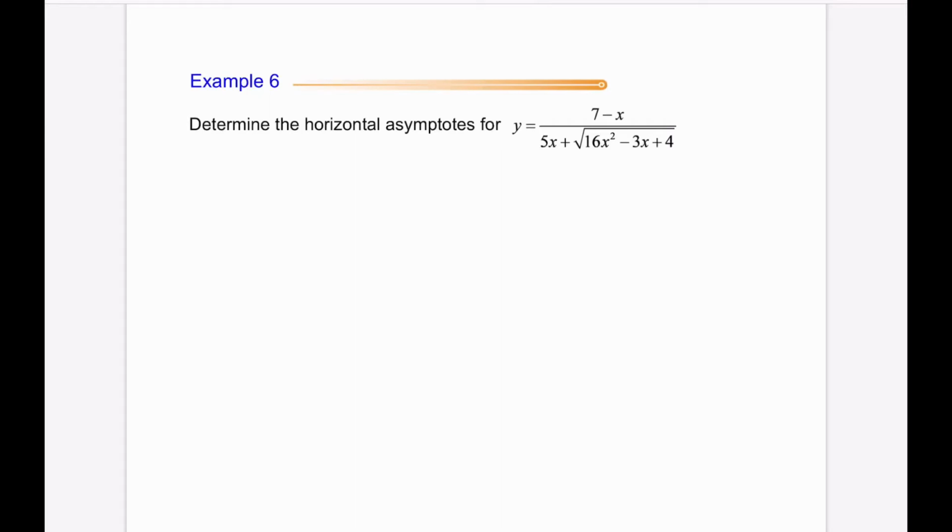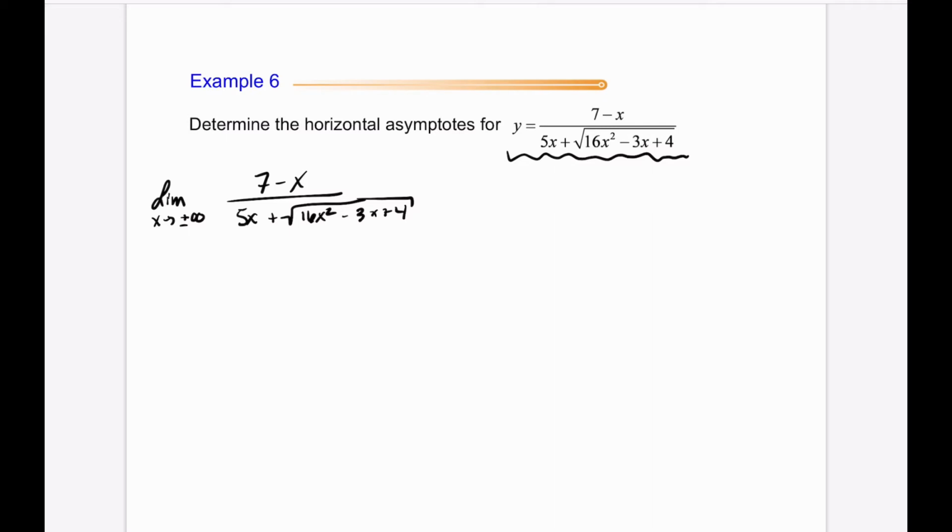So now we're just going to determine the horizontal asymptotes of this big equation. I know at this point that my horizontal asymptotes happen as x approaches positive infinity and as x approaches negative infinity. So let's just build that into one equation for now: the limit of (7 minus x) over (5x plus root 16x squared). So this is my equation.